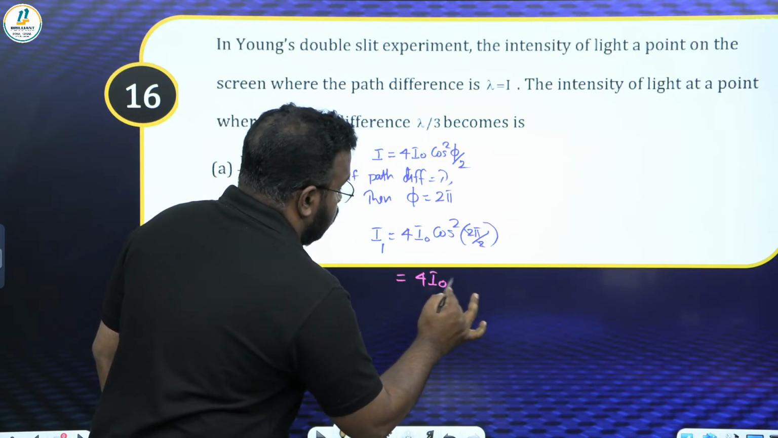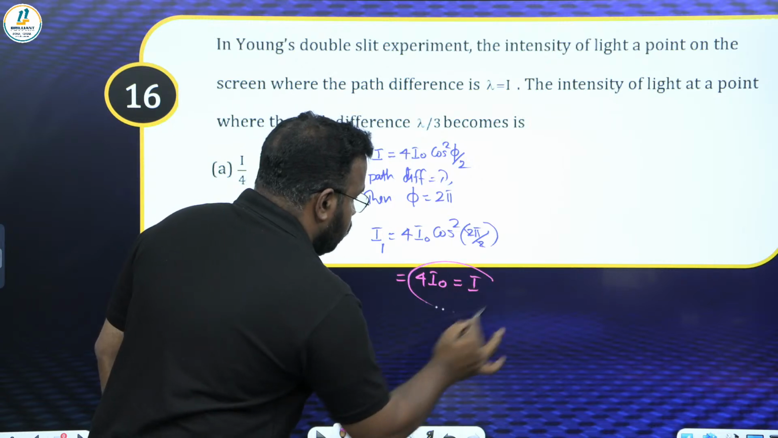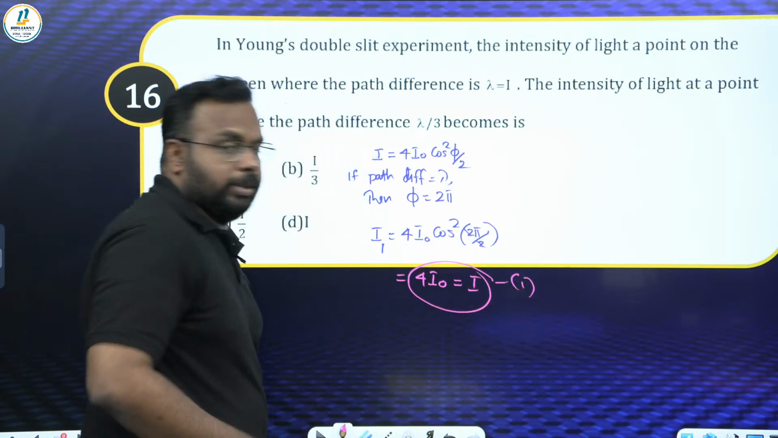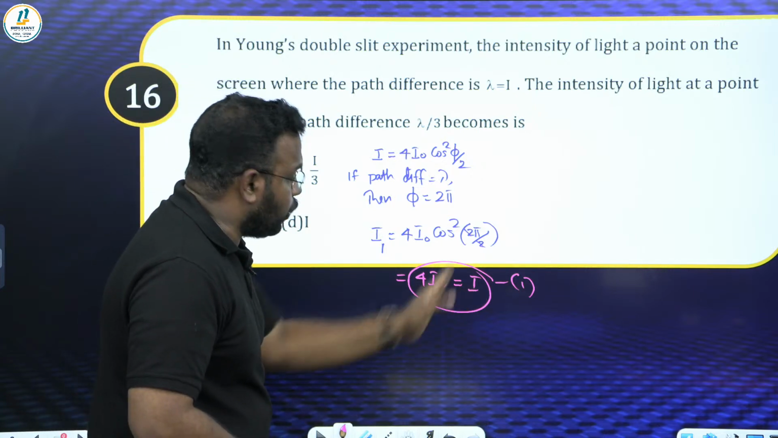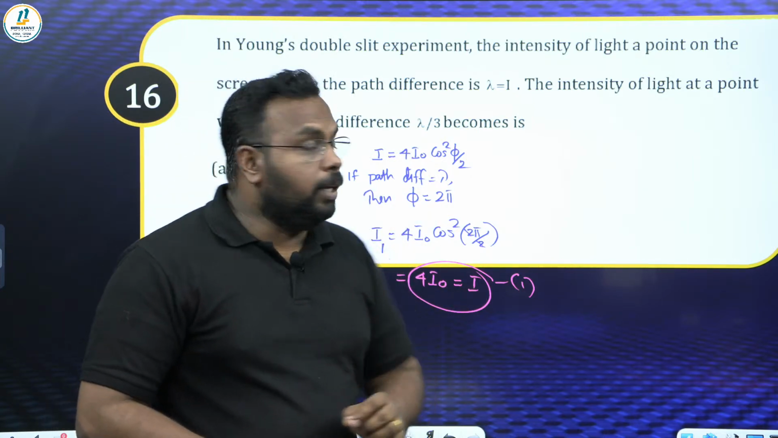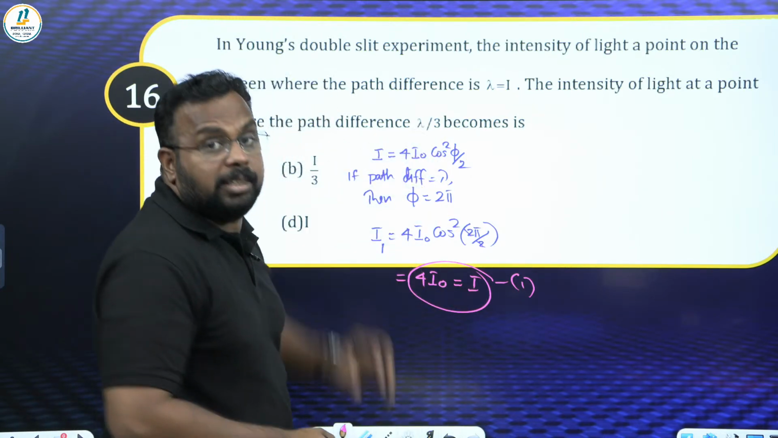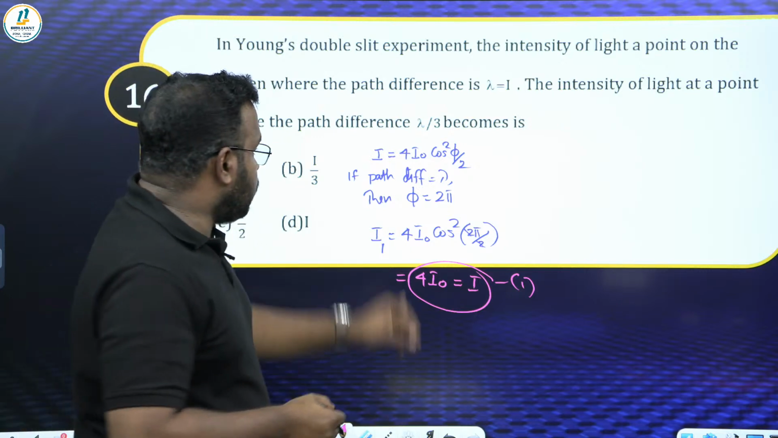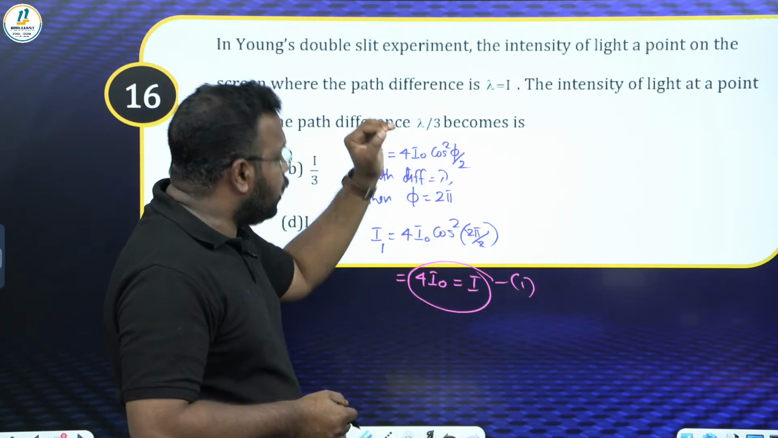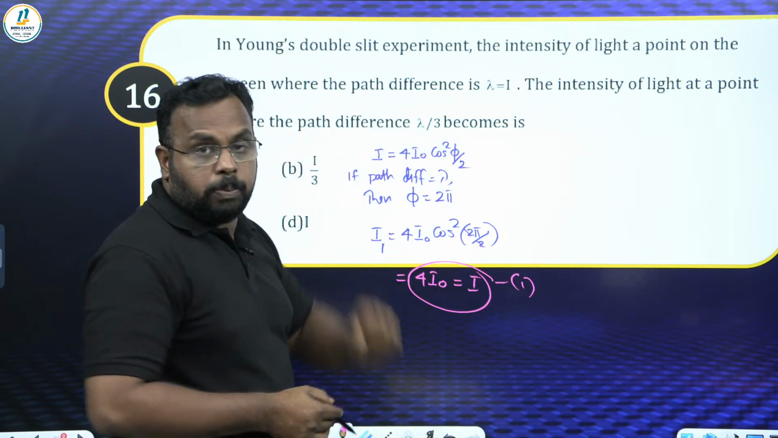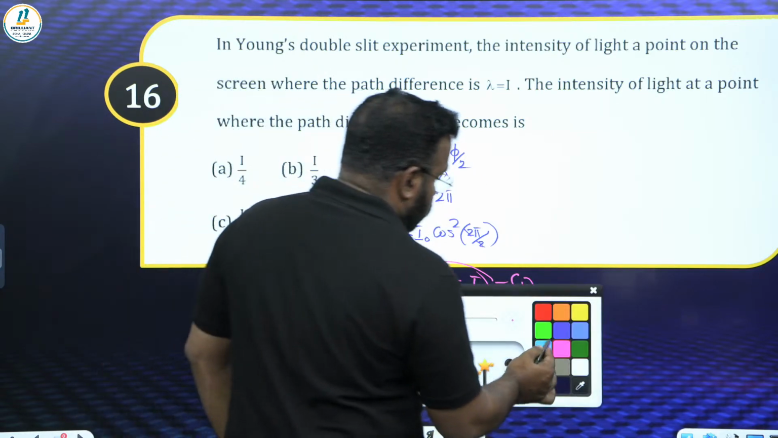So the answer for that will be 4 I naught. This 4 I naught is given as I. This is the first equation. When path difference is lambda, the intensity is 4 I naught. Now what they are asking is, if path difference is lambda by 3. If path difference is lambda, we got intensity as 4 I naught. Then in the same formula, we can substitute the value of phi corresponding to lambda by 3. So let's check that one. Listen.